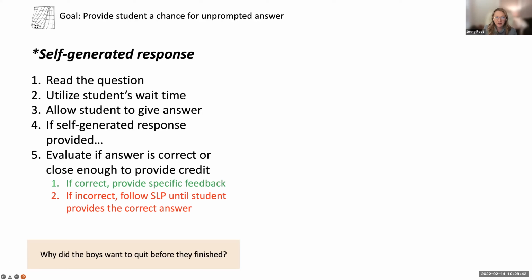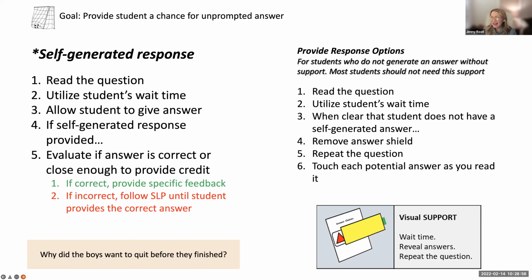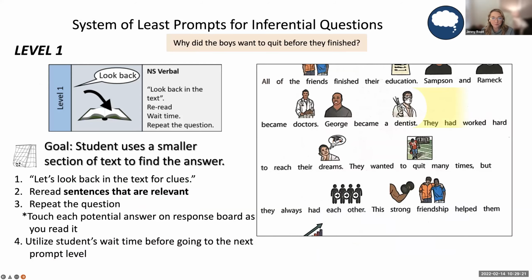We read the question, give the student wait time, allow them to give the answer, and evaluate: is it correct? Is it incorrect? If it's correct, we want to provide that specific feedback, reinforcing that concept. If it's incorrect, we're going to follow the system of least prompts, not with anything like, no, that's not the answer. We don't dwell on the incorrect. We say, I think I heard it in this part of the text, or let's go back into the text to listen. Just like with literal questions, for inferential questions we want to give students the chance to formulate the answer on their own before we provide response options.